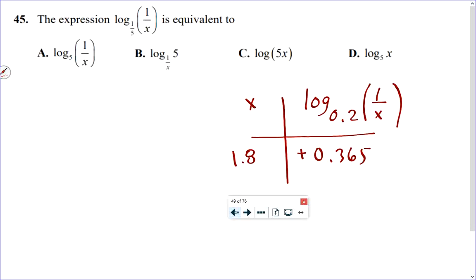Does that make sense, Evie? Okay. Other questions? Yeah. 48?